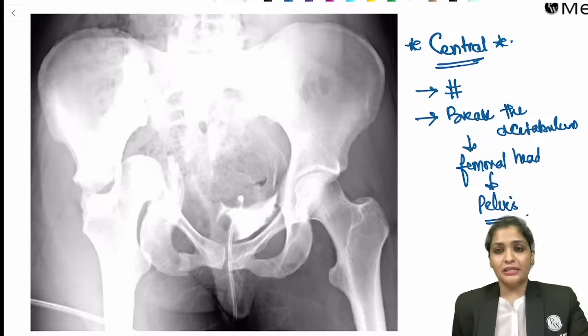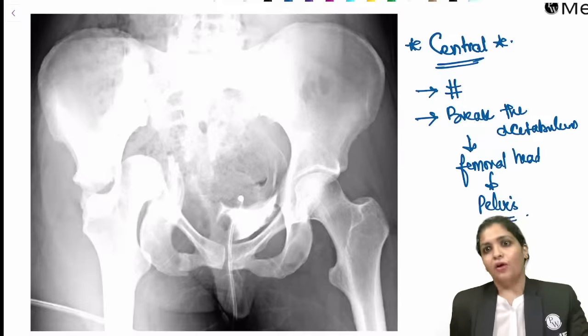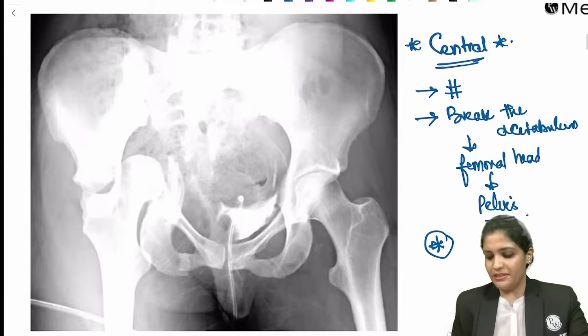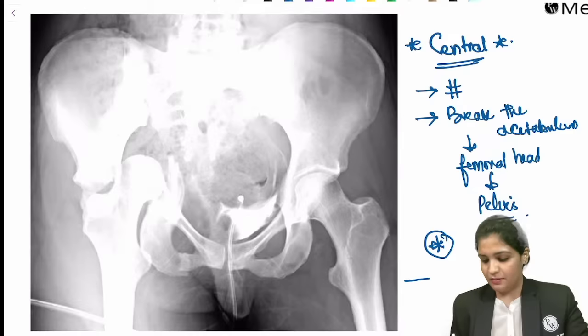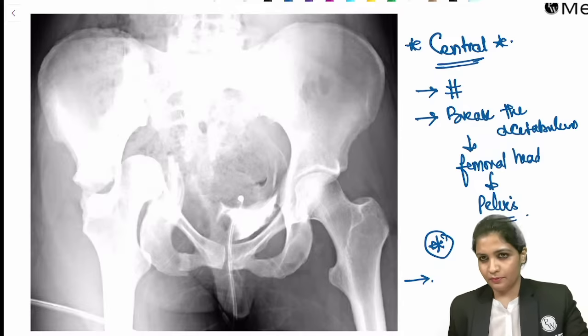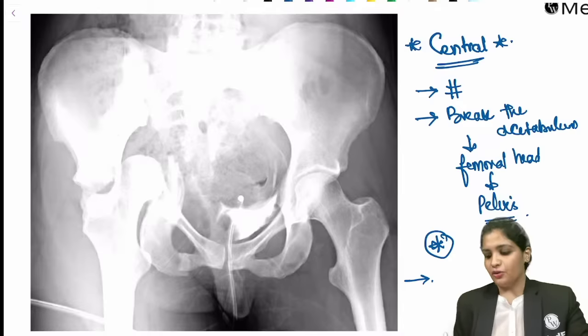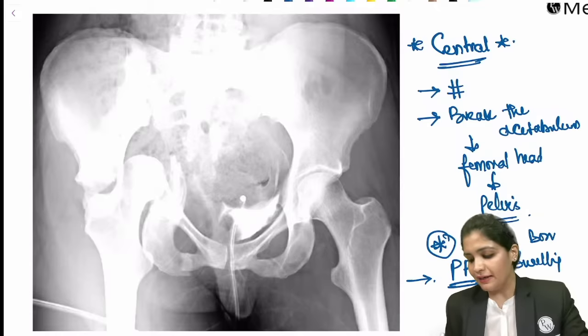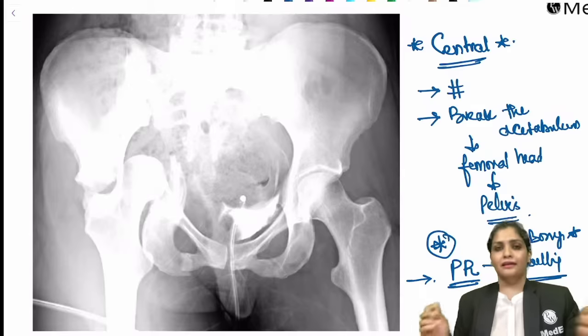In posterior dislocation, you can find the femoral head on your posterior aspect. In anterior dislocation, you can find the femoral head on your anterior aspect. In central dislocation, what examination do you do to find the head? I mean, where do you feel the head? It is not present anteriorly, it is not present posteriorly. So where is it present? Very good. You have to do a per-rectal examination to find the swelling. The bony swelling on per-rectal examination is an indication of a central dislocation, right?